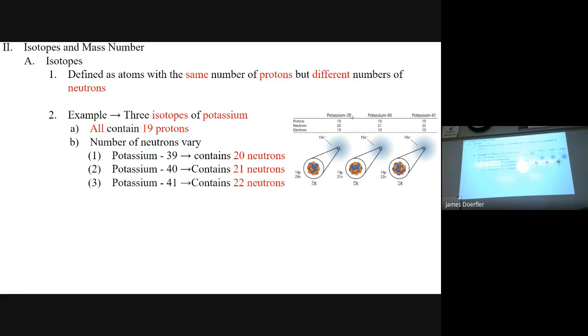Potassium 41 contains 22 neutrons. Now, I'm just going to put this little thought in your head, and I want you to think about it while we are continuing on. Taking a look at these three isotopes, potassium 39, potassium 40, and potassium 41, you see that their number of neutrons changed. But think about where that number of neutrons is coming from. How can we solve that? It's just a thought that I want you to have. Don't answer it yet. How are we able to determine the number of neutrons in each one of these isotopes?